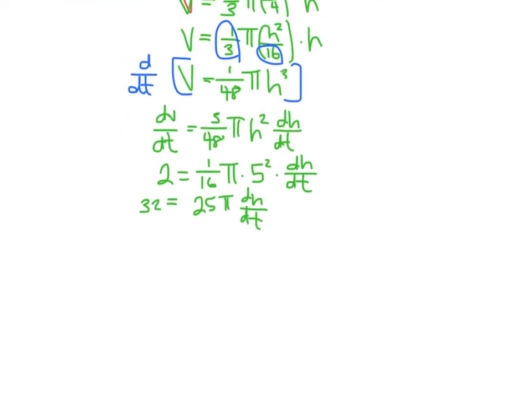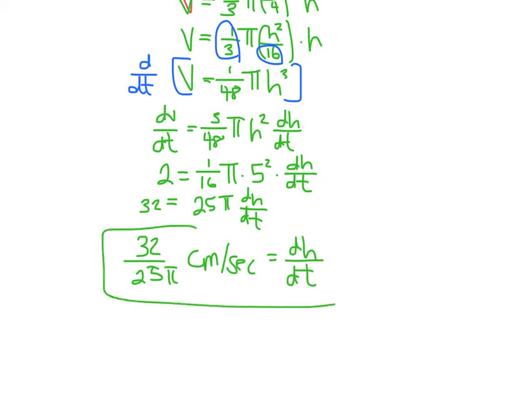All right, so the next step would just be to solve for dh/dt, and I do that by dividing by 25 pi. So I'd have 32 over 25 pi, and what is my unit of measure here? That would be centimeters per second, is equal to dh/dt. And so the rate at which the height is changing would be 32 over 25 pi centimeters per second, or the height is increasing at the rate of that, and so that's our answer. All right, so that's just part A.